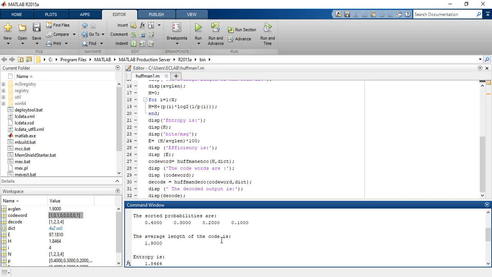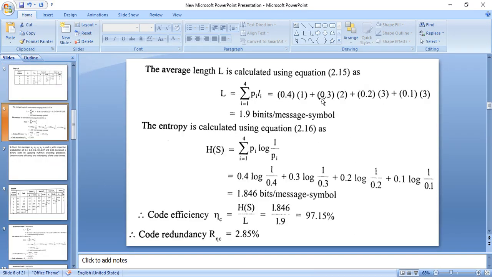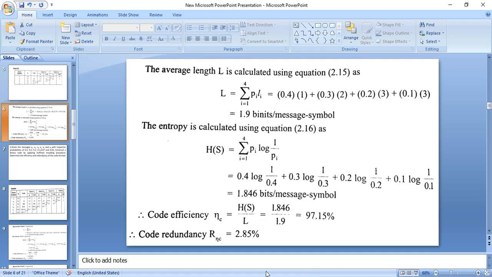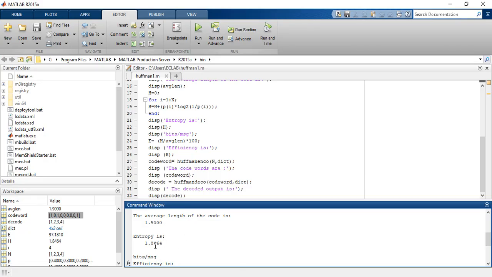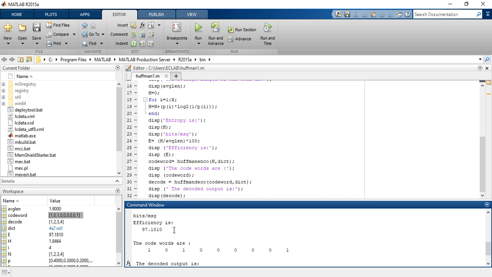Initially the probabilities are entered, and after that they are sorted in decreasing order. The average length of the code is the same calculation we observed here, 0.4 into 1, 0.3 into 2, and so on: 1.9 bits per symbol. The same 1.9 is the average length. Entropy, the average number of bits of information per symbol, we got about 1.8 theoretically, and in the MATLAB code 1.84 is the answer for the entropy. Then the efficiency is 97 percent, the same as we got using the same formula.